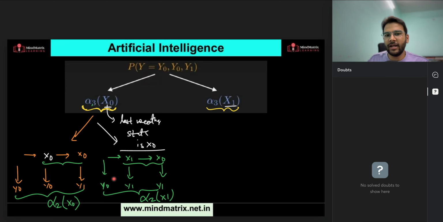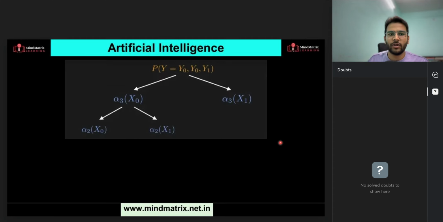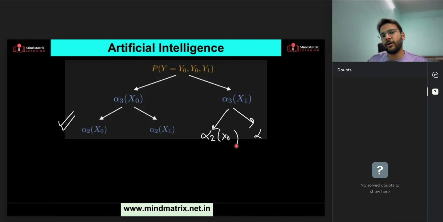Similarly, I can divide this part also similar to this, alpha 2 of x0, alpha 2 of x1. Right? So I can say that this is what we are going to get now. Similarly, here also you are going to have alpha 2 of x0 and alpha 2 of x1. I hope it is clear. Can I further divide it? Yes, we can.